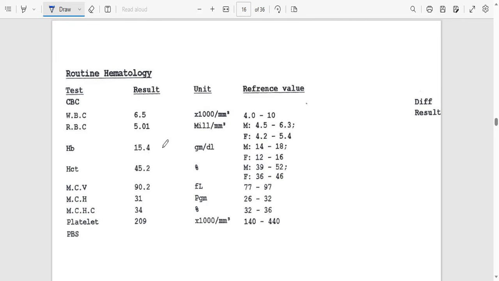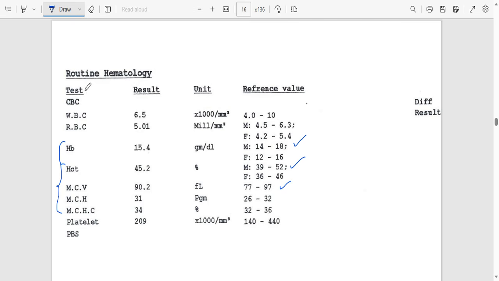This is a test conducted for a certain person, and these values were obtained. Now we are interested in these ones which are here, starting from hemoglobin up to here. You can see hemoglobin is 15.4. For this one, they've also given us a reference range 14 to 18, meaning that this one is normal. The hematocrit is 45.2. They've given us also a reference. This is also normal. MCV is 90.2. They've given us a reference range. This is also normal.